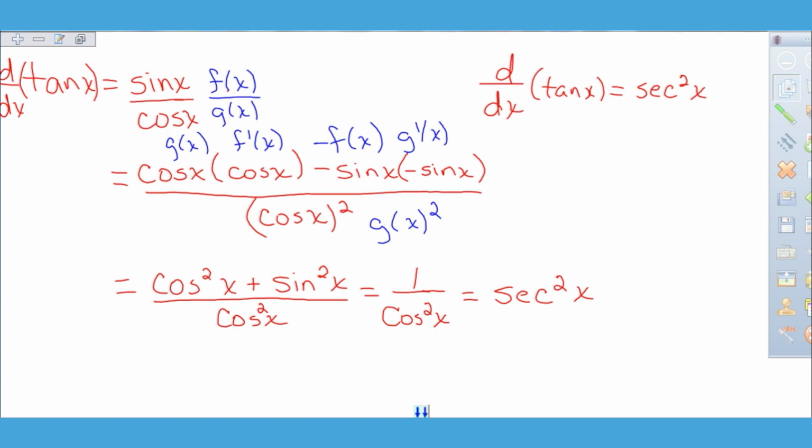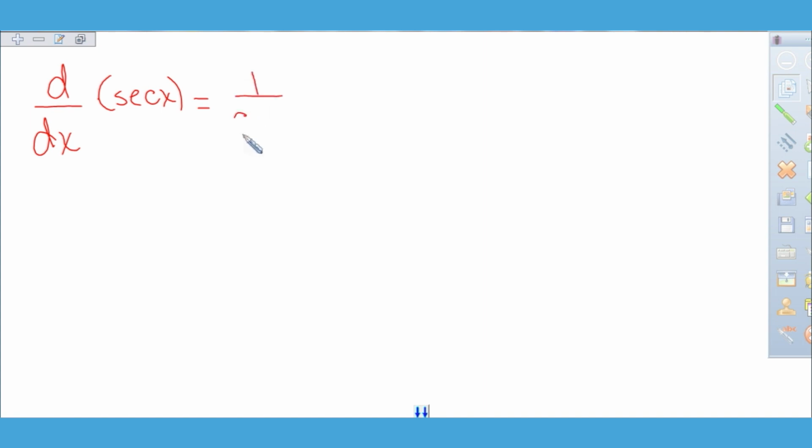All right. So let's go do one more of these, and let's go do secant. Oh, I gotta say the derivative of secant, don't I? Sorry. So again, I have to write that as 1 over cosine x.